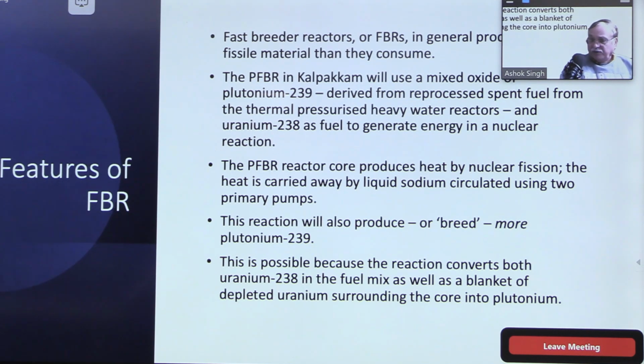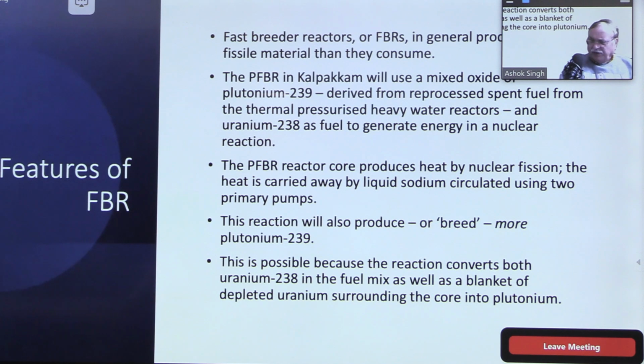So it will convert U-238 into Pu-239, thus get you more fuel. So you notice you are not getting the fuel from nowhere. It is not that you are conducting some magic. If I put it in Hindi for a change, कोई जादू नहीं हो रहा है. You don't get something from nothing. What is happening here is nuclear reaction.